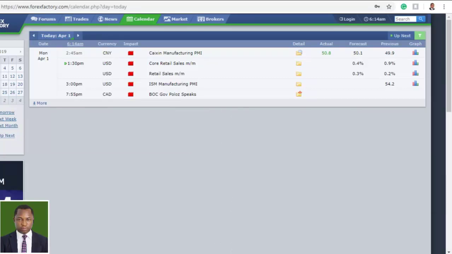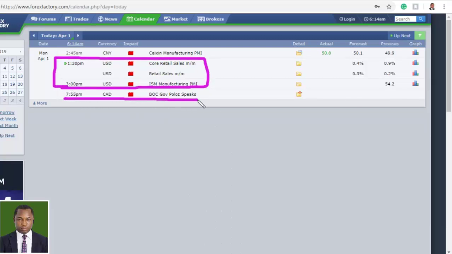All right, let's proceed. Now, looking into the Forex Factory economic calendar, you can see that we have some high impact news announcements scheduled for today, most of which are coming from the American dollar axis. You can see this American dollar high impact news event first scheduled right here. Only one is coming from the Canadian dollar axis, which is a speech.